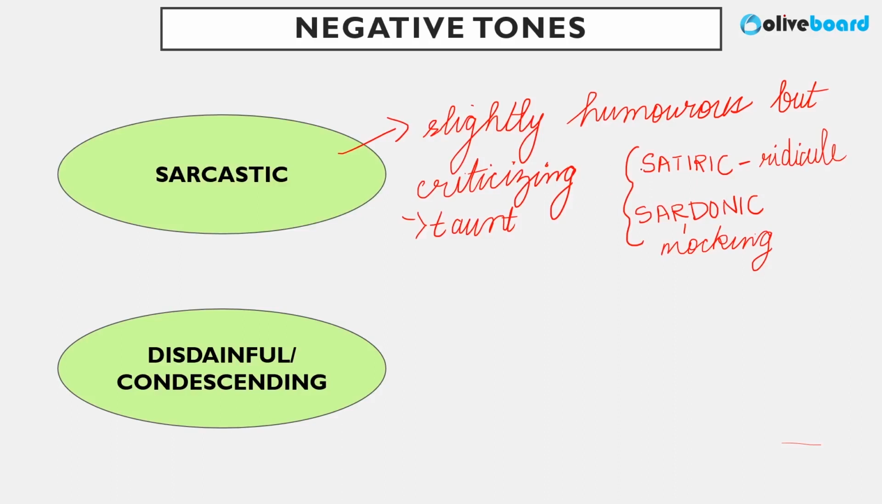You will not mostly find all the three words in the options together, sarcastic, sardonic or satiric, but you should know the subtle difference, and then you will be fine and you will be able to understand the passage and accordingly mark. So you will not find all the three together in your options, okay. Next is disdainful or condescending.